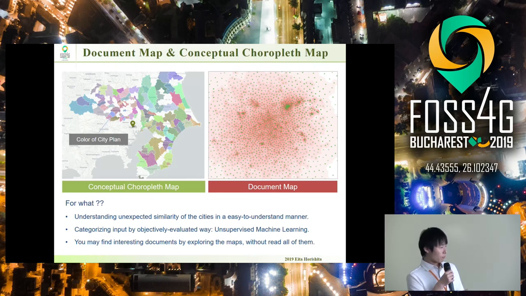So it is very difficult for us to read over 1,000 documents. However, if it is plotted like this kind of map, you can remove some categories because you don't have to read them. And you can find out the categories you are really interested in. And after that, you can dive into the specific categories, and you can find the one you really wanted to see. So for this purpose, this kind of method is used.